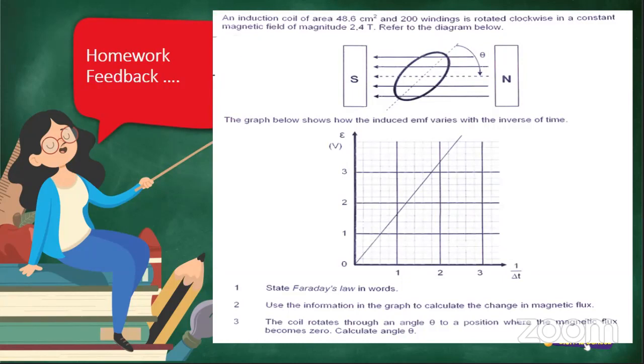First question is state Faraday's law in words. Question 2, use the information in the graph to calculate the change in the magnetic flux. Question 3, the coil rotates through an angle theta to a position where the magnetic flux becomes 0. Calculate the angle theta.